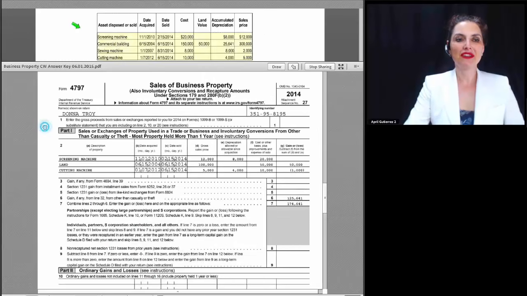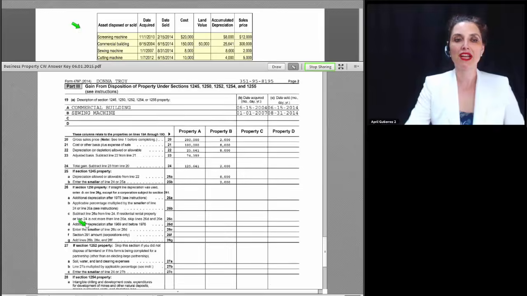Okay, so we can look at the 4797 and the original problem at the same time. And we can see that on the original problem we have a screening machine, a commercial building, a sewing machine, and a cutting machine. And we need to go through these particular assets and determine which assets were sold at a gain, which assets were sold at a loss, if any, and if they were sold at a gain, is any part of the gain due to a recapture of depreciation. Well, the rule with Form 4797 is you start with page 2 first.